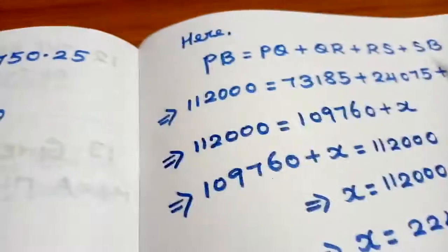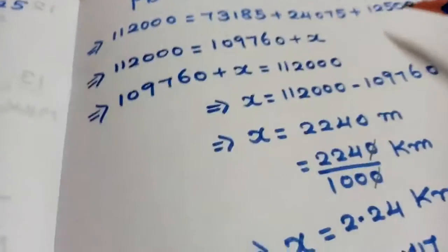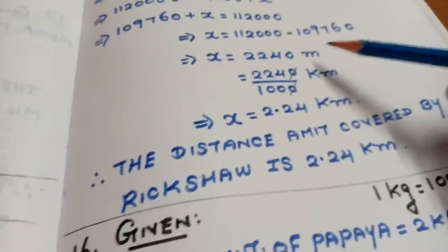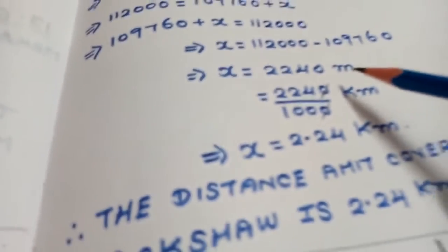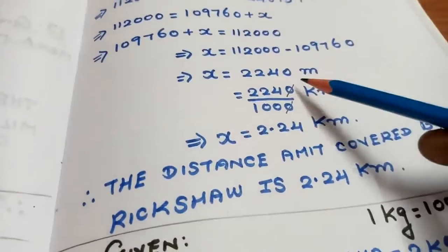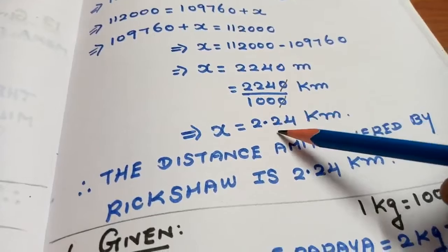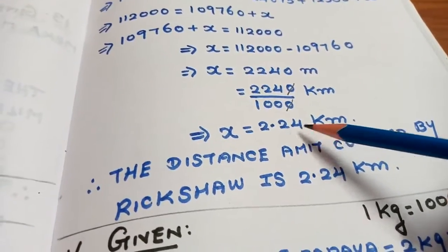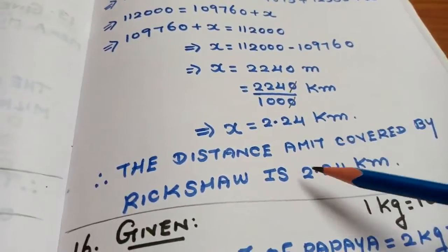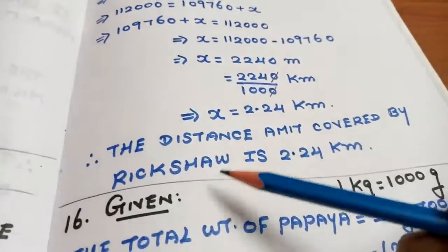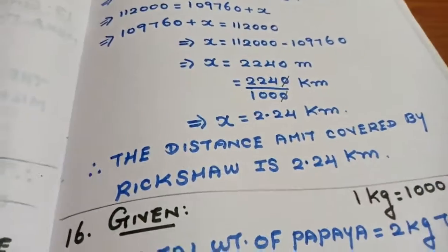After converting all the calculations to meter, I am writing the values. Simplify, and you will be getting 2240 meter. After writing like this, convert this to kilometer, which means divide by 1000. The final value you are going to get is 2.24 kilometer. That is the distance Amit covered by rickshaw: 2.24 kilometer.